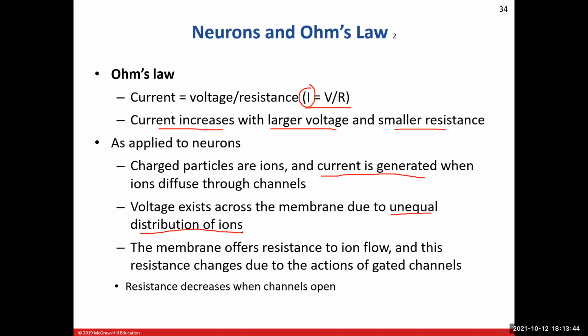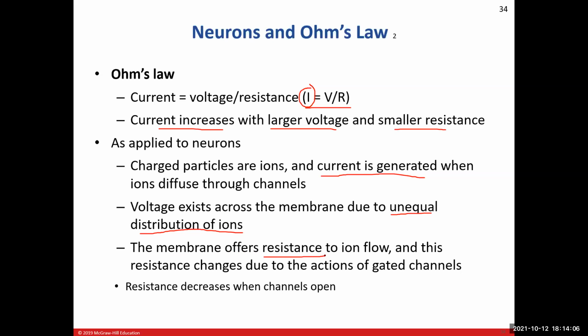We have more potassium ions inside the cell, and we have more sodium and chloride ions outside the cell. And so they're always trying to flow down their concentration gradient. That's going to be our voltage. And then finally, our resistance, what's going to resist or prevent the movement of the ions is the plasma membrane.